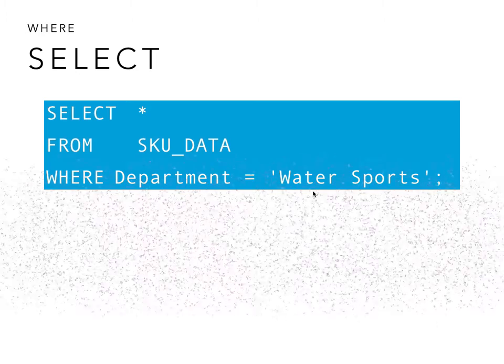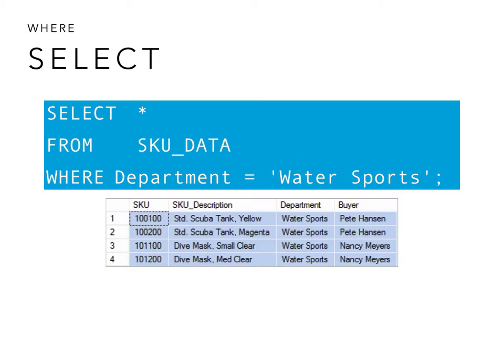So this then will return a result set like this, where the only rows that match are the ones that have water sports as the value in department. That makes sense? I feel like it's a pretty understandable, in terms of English, way of saying this. So give me everything from this table where department equals water sports. So it's not too far from how you'd say it if you were just trying to explain the idea of what you were doing. So that's good.